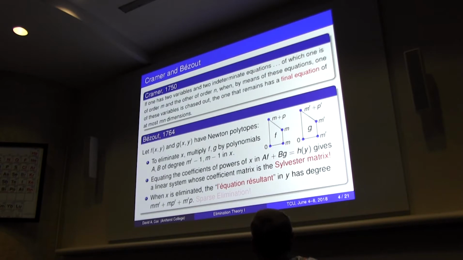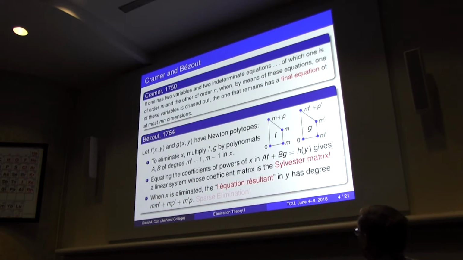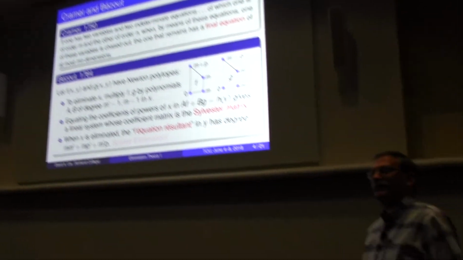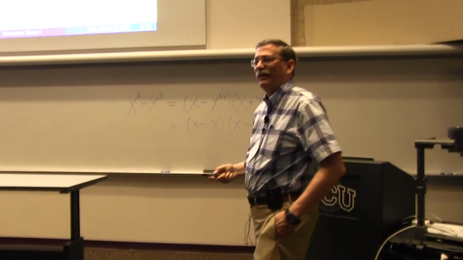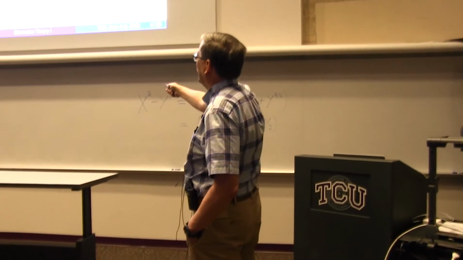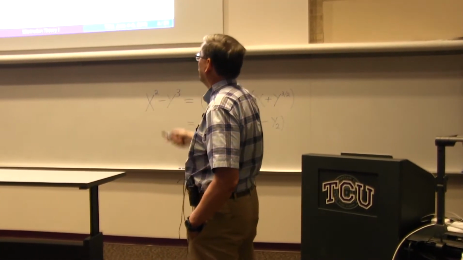And so again, he actually wrote down the Sylvester matrix, and when he eliminated x, he called this the resulting equation. And this is, I think, the first use of the word resultant in elimination theory. And so I think Bezout is the one that did reduce a resultant.